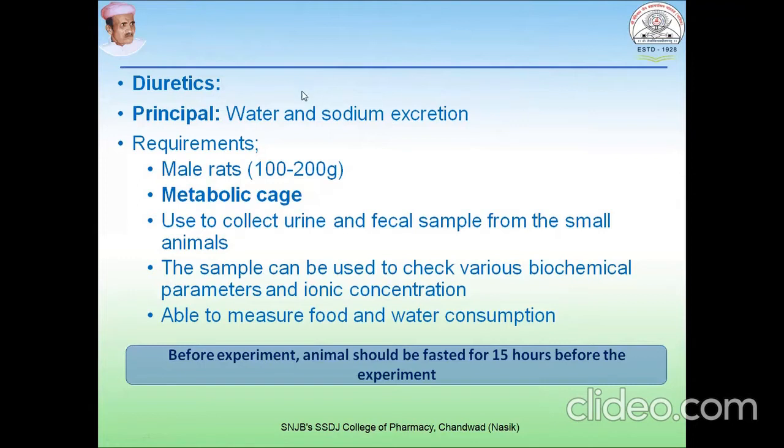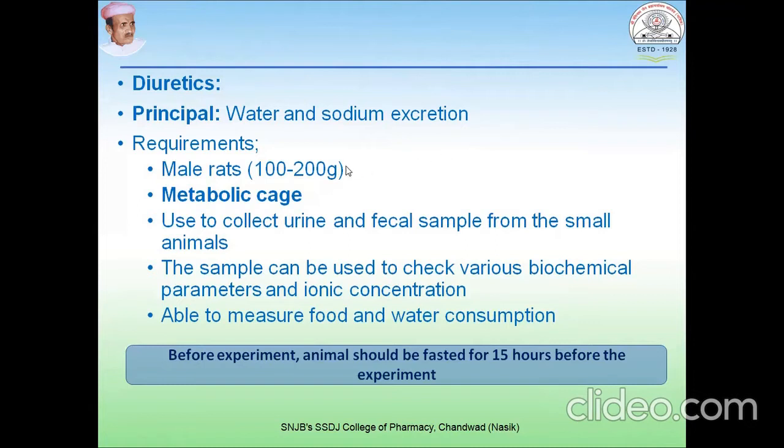Here we are going to discuss the first method, described by Lipschitz et al. in 1943. This method is based on the excretion of water and sodium by the test animal, compared with that of the animal treated with the standard drug.